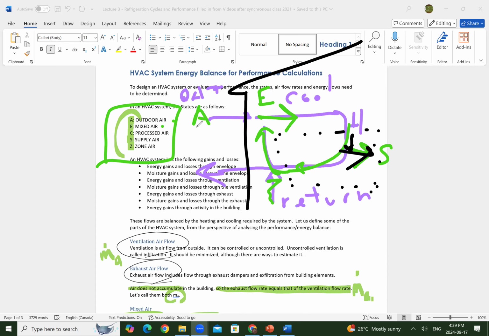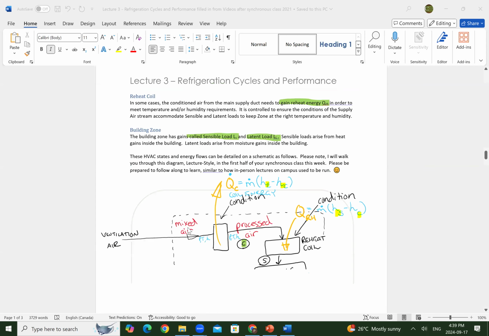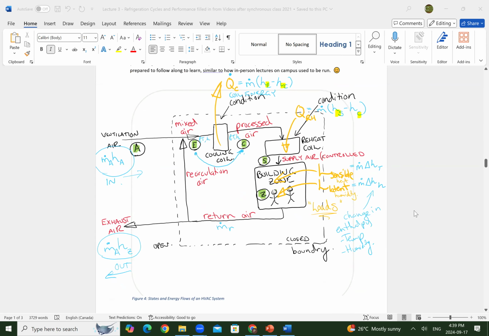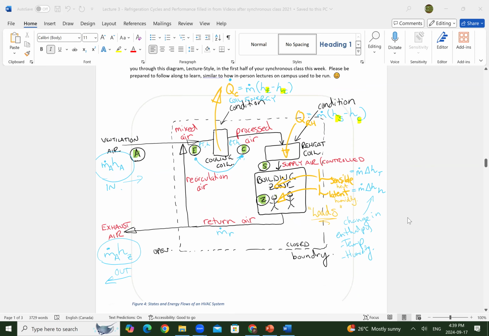Okay, so let's look at what this actually looks like: outdoor air, mixed air, processed air, supply air, and zone air in terms of our thermodynamics. So what I've drawn here is the typical HVAC system again. I just don't have the ventilation that we typically draw on an HVAC system. This looks confusing, but let's actually just work it out.